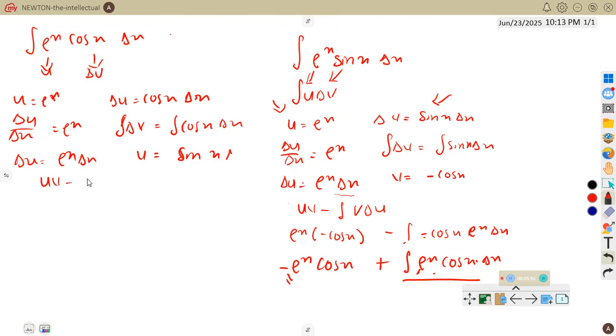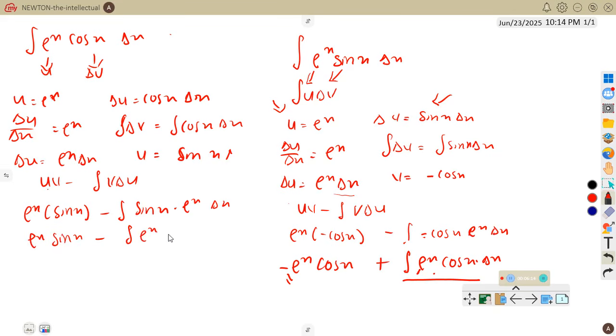So applying our formula, uv minus the integral of v du. So here we're going to have our u, which is e to the power of x, multiply our v, which is sine x, then minus the integral of v, which is sine x, then du is what? e^x dx. So this is going to give us e to the power of x sine x minus the integral of e to the power of x sine x dx. So now we're going to join it, replace it for this one. So we have minus e to the power of x cos x plus e to the power of x sine x minus the integral of e to the power of x sine x dx.